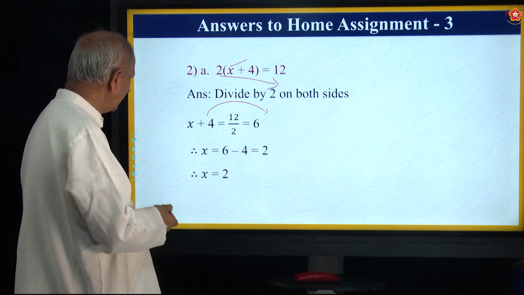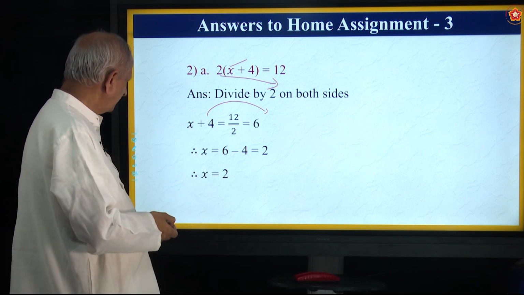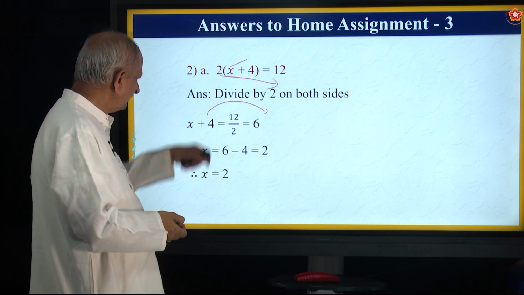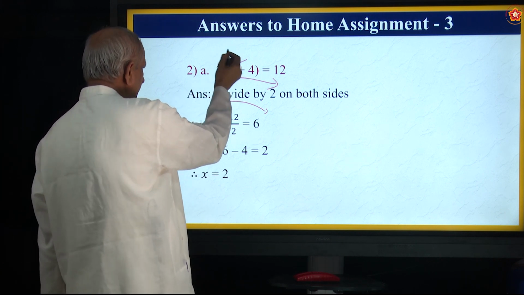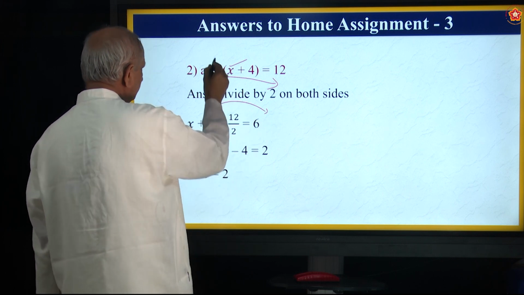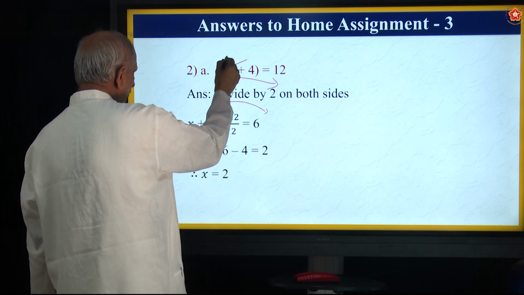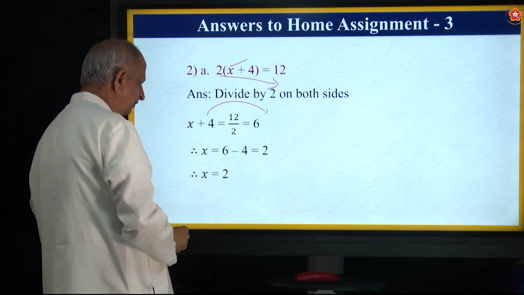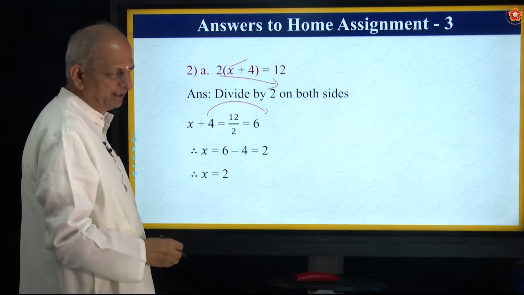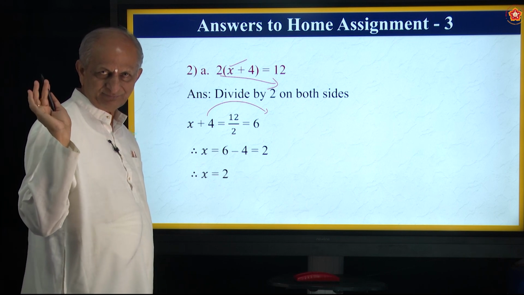Now, how do you know it is correct or not? If you just apply it here, wherever there is x, you put 2. So checking will be 2 into 2 plus 4. 2 plus 4 is 6. 2 into 6 becomes 12. So left hand side equals right hand side. So the answer is correct.